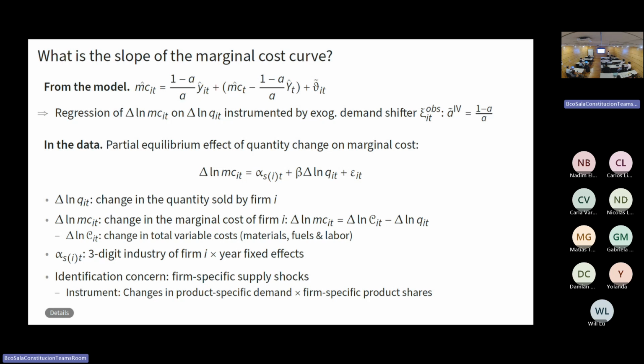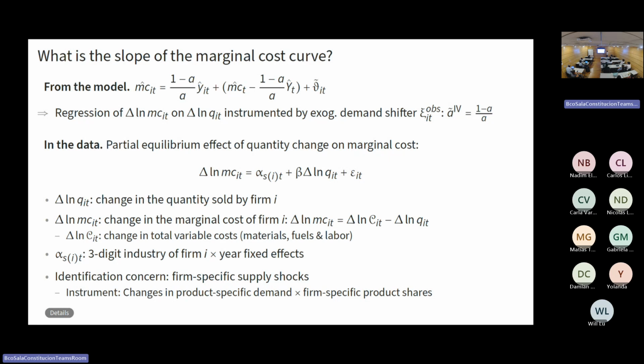This is going to tell you that if you run a regression of a measure of marginal costs on changes in quantities, controlling for sector-time fixed effects, and you find a demand shock for the firm, now you don't want a supply shock, you want a demand shock that drives quantities, then you're going to estimate (1 minus A) over A.